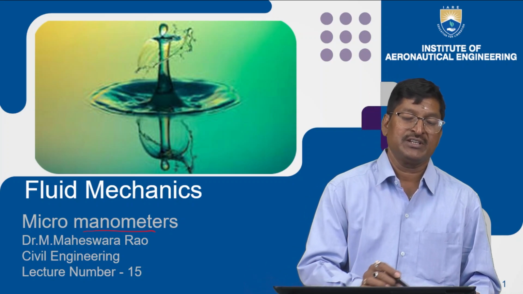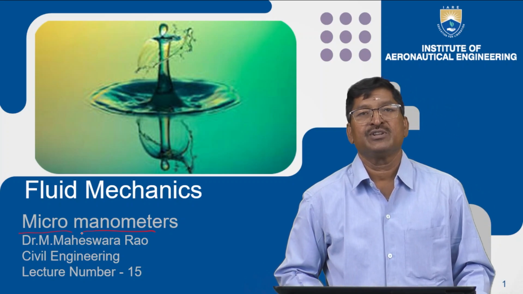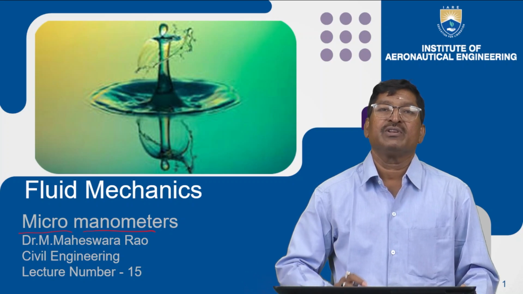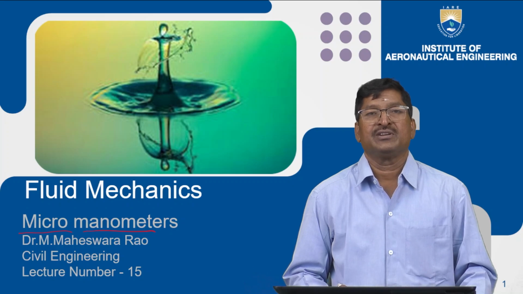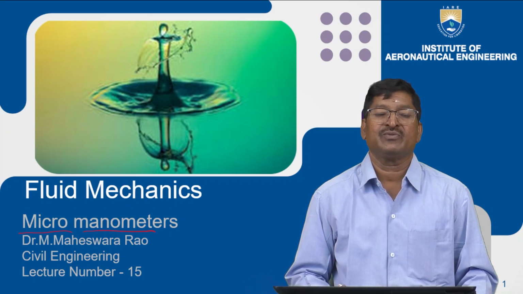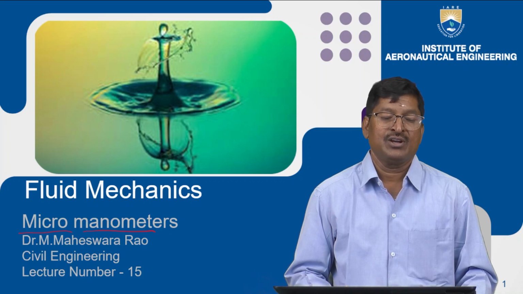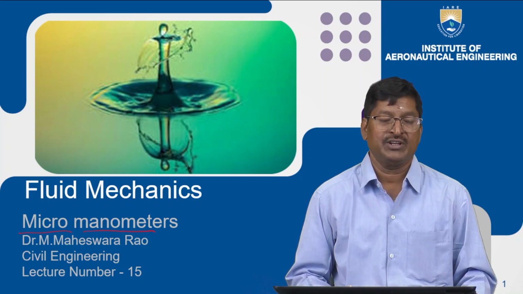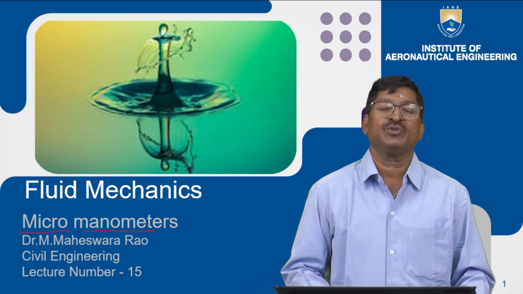Today we are going to learn about micro manometers. What is the meaning of micro manometers? Micro itself shows very, very low values. So if the pressure fluctuations or pressures are very small, how can you measure such low pressures? The device used here is called a micromanometer.